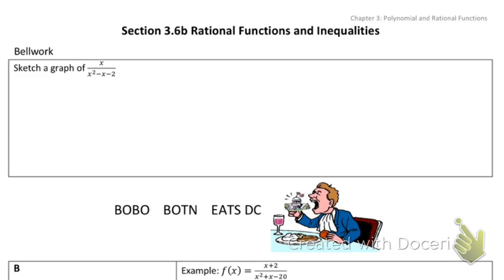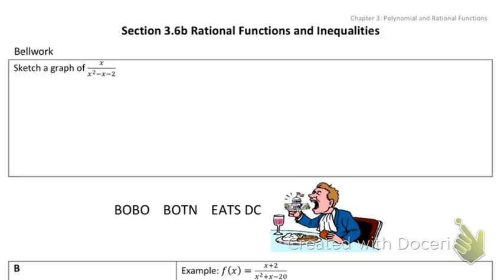All right, we're supposed to sketch the graph of x over x squared minus x minus 2. So the first thing I'm going to look at is the powers. We have an x and we have an x squared. So I'm immediately going to go, well, it's bigger on bottom. We have x squared on bottom, x to the first on top.